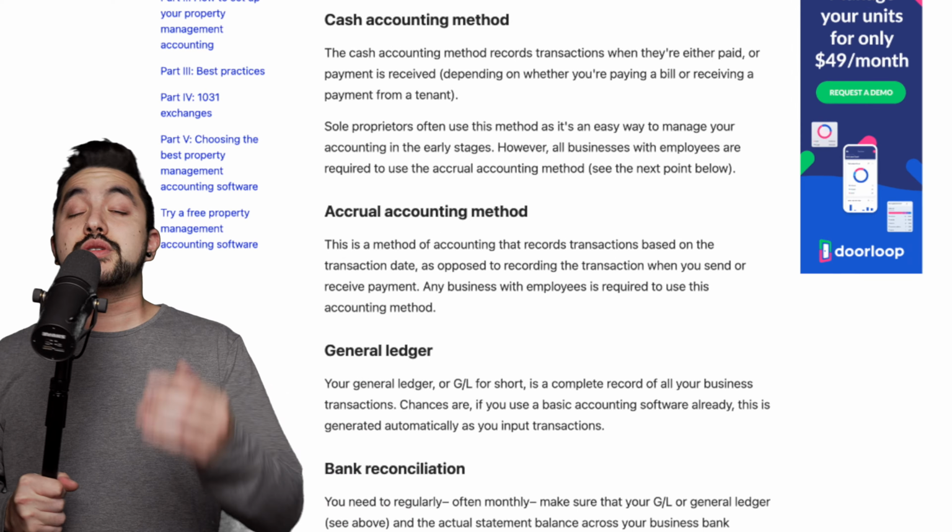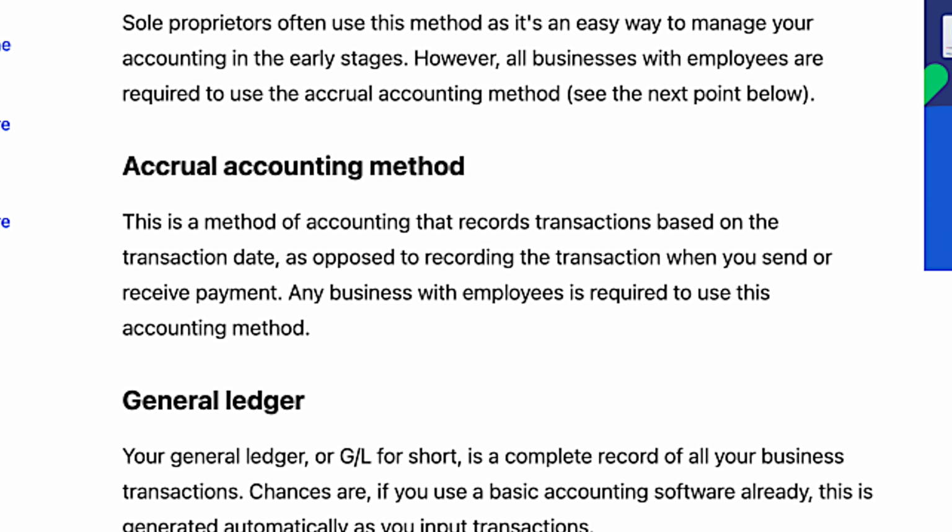Anyway. So what's important about the accrual accounting method is to remember that this method of accounting records transactions based on the transaction date, as opposed to recording the transactions when you send or receive the payment. Keep in mind that any business with employees is required to use this accounting method.